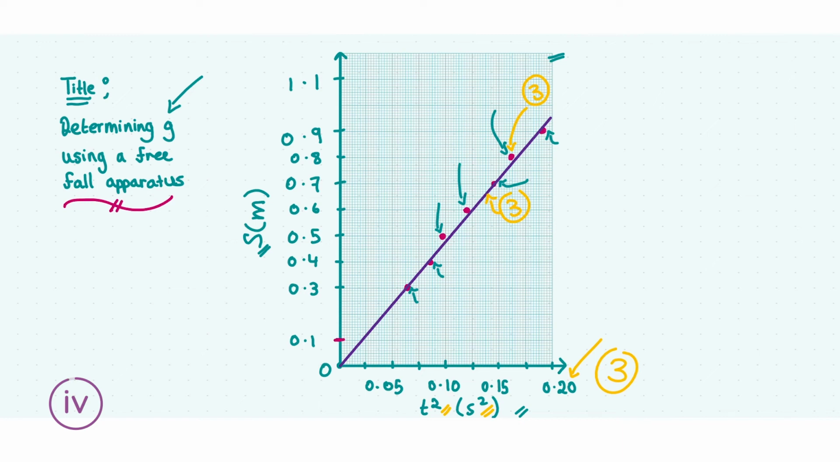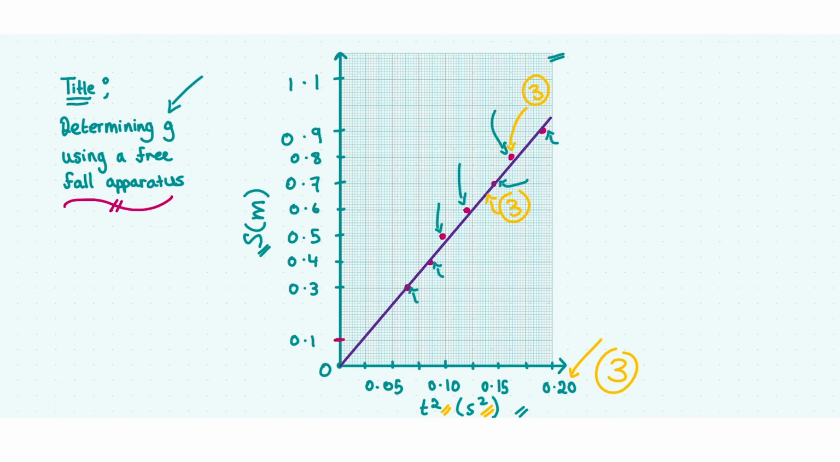Also, please, please, please never connect your points directly. That is not what the best fit line is about. You won't get a straight line, you'll get kind of a wiggly curve. So never do that. You will lose marks and you'll get no points for that graph. Okay, so that's the basis of drawing the graph.